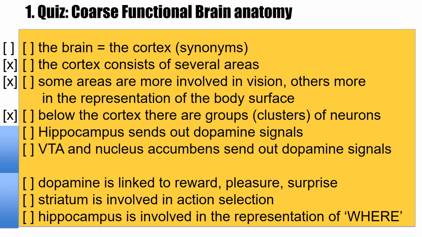Hippocampus sends out dopamine signals. Well, that's wrong. But VTA and nucleus accumbens send out dopamine signals, and that is correct. So for us, what is important is dopamine is linked to reward, pleasure, and surprise. Yes. Striatum is involved in action selection. Yes. Hippocampus is involved in the representation of where and therefore in state representation.